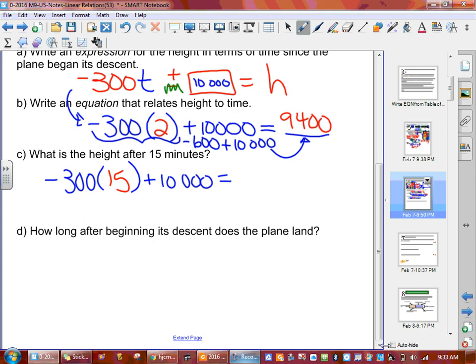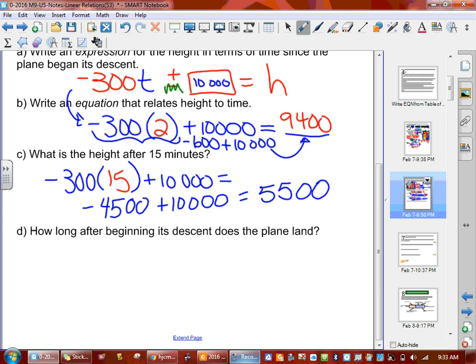So, 15 minutes, we're going to get negative 4,500. Negative 4,500 plus 10,000. So how high is it in the air after 15 minutes? Add the 2 numbers, what do you get? 5,500. Now this is a y number, this is height, so we have to put m for meters. Okay, use your units, don't forget.